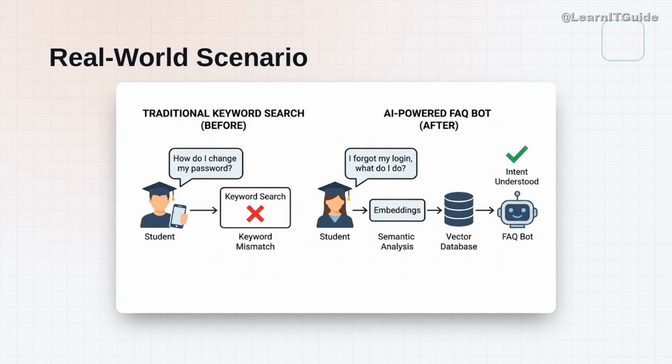Let me give you a real-world example. An edtech platform serving 2 million students had a massive support burden. Their legacy FAQ system relied on keyword search. When students asked questions in their own words, the search failed constantly. By migrating their documents to a vector database, they stopped relying on keyword matches. The system now understands intent. The result was a 90% semantic match rate and a 40% drop in support tickets. This is the power of combining embeddings with a dedicated vector store.